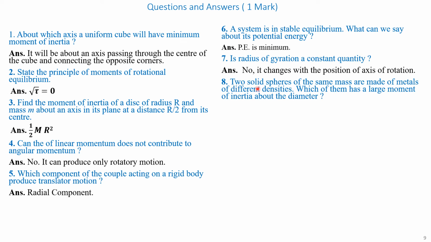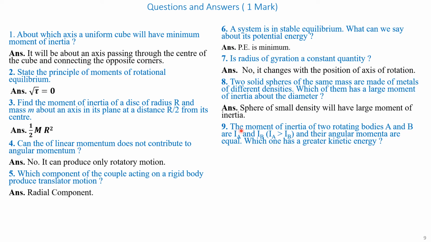Question number 8. Two solid spheres of the same mass are made of metals of different densities. Which of them has a larger moment of inertia about the diameter? Answer. The sphere of smaller density will have the larger moment of inertia.